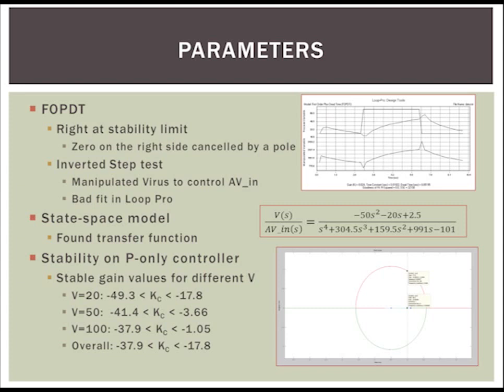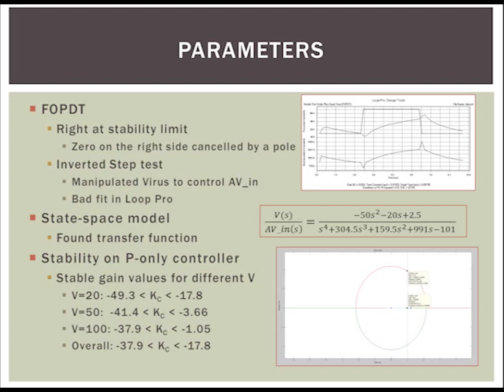So what we decided to do was use the virus as our manipulated variable and have the antivirus going in as the control variable. But then when we put that into LoopPro, we switched it around and said that the antivirus going in was the manipulated variable and the virus was the controlled variable. And then we tried to fit it to a first order plus dead time model right here. As you can see, it wasn't too great of a fit at all. But we went with that to calculate our first control parameters.